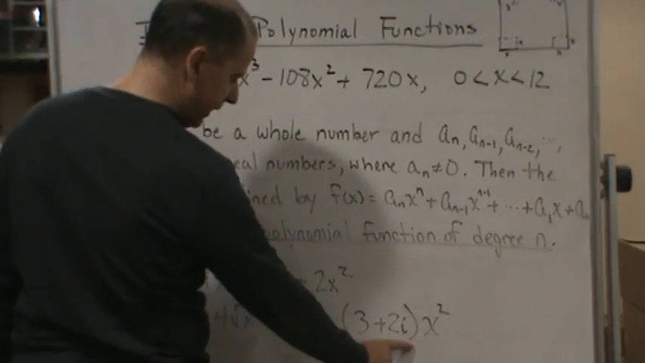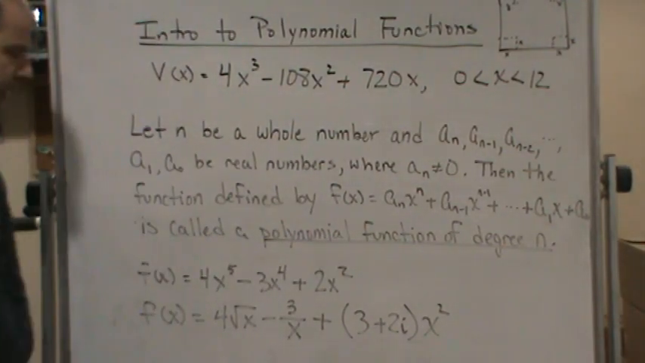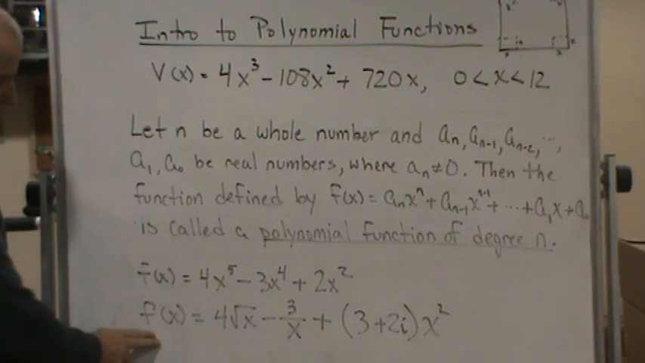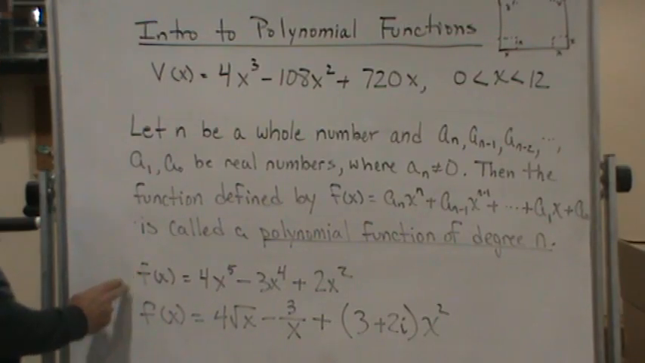Here it violates the definition because the coefficient is not real. That's an imaginary number, or a complex number. So therefore it violates the definition. So the bottom one is not an example of a polynomial function, but the top one is.